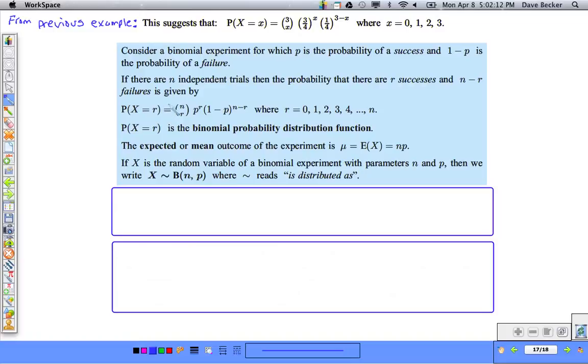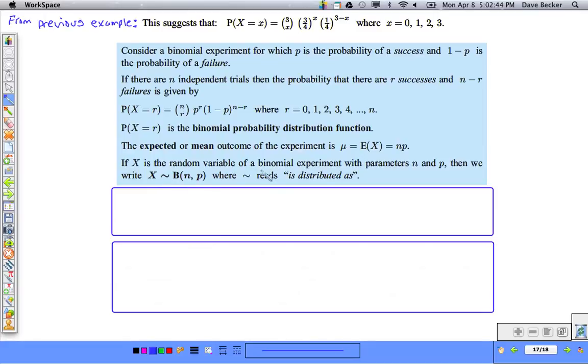So this is just this. Same thing. It's just we have a general formula. This was specific for the experiment of the spinner that we had. This is called the binomial probability distribution function. Expected mean does not change. We learned that before. The expected outcome is equal to the number of trials times the particular probability, and that's for a particular random variable.